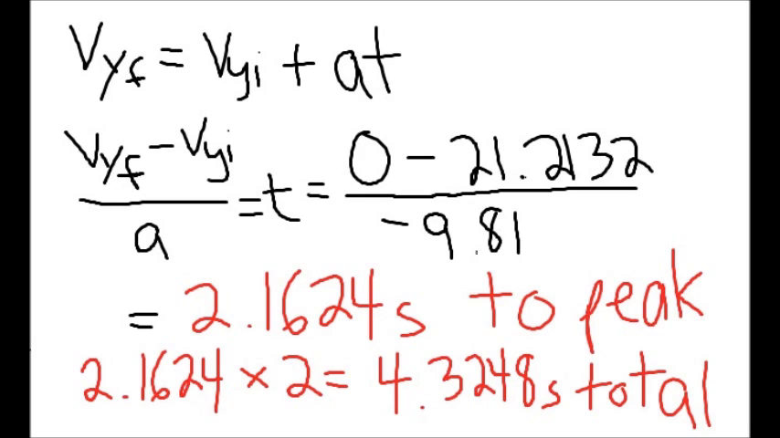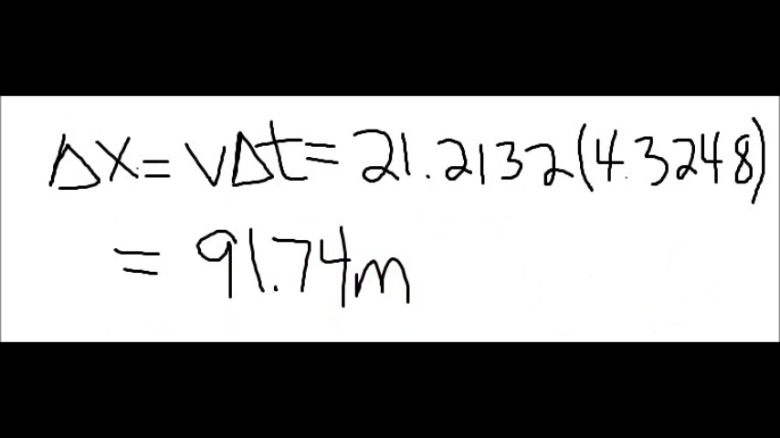At the peak, the velocity is 0, and we solved for the initial y velocity earlier by getting 21.2132. Solving for t, we get 2.1624 seconds at the peak. Since the peak is halfway to the end of the throw, multiplying by 2 gets the total time in the air. After solving for time, we can solve for displacement while using the velocity in the x direction. Since there's no acceleration in the x, velocity in the x stays the same at 21.2132 throughout the whole throw. Therefore, x is 91.74 meters.